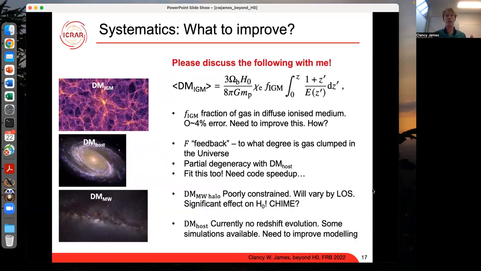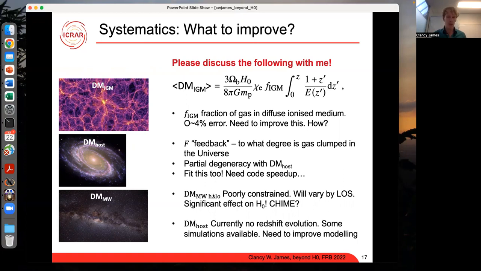Now, the last thing I want to point out is the effect of systematics, right? Because we are aiming to constrain the Hubble constant with FRBs, that means we need to tidy these things up. In particular, the fraction of gas in the diffuse ionized medium has of order 4% error. We need to improve this. But how? The feedback parameter, in other words, to what degree gas is clumped in the universe, has partial degeneracy with DM host, and hence also the Hubble constant. We need to fit this as well, which implies a code speed up.